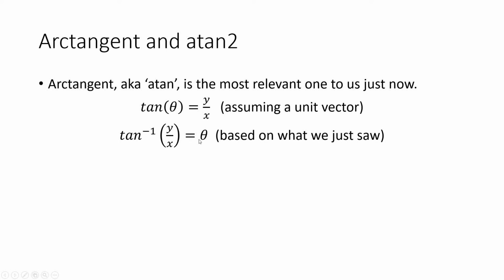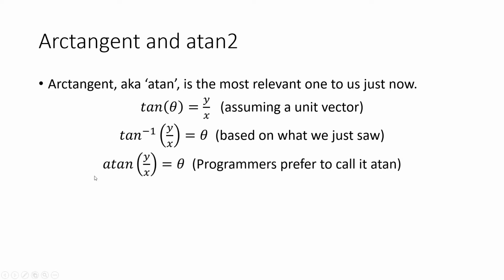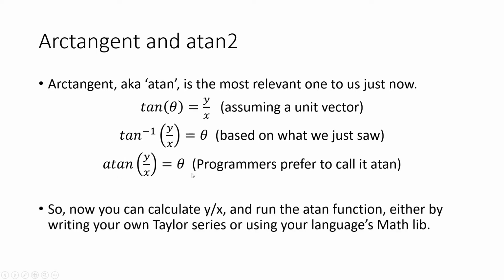We just saw that. Or in programming, we tend to call it atan, mainly because a superscript of -1 is actually kind of hard to put into a text editor. So we call it atan of y over x, which gives us theta. So now you can calculate y divided by x and then run that atan function, either by writing your own Taylor series or using whatever library functions are built in. So you can figure out what the angle is if you have y and x. I think I may have actually shown you that formula before, but that's the derivation. That's why that formula works.